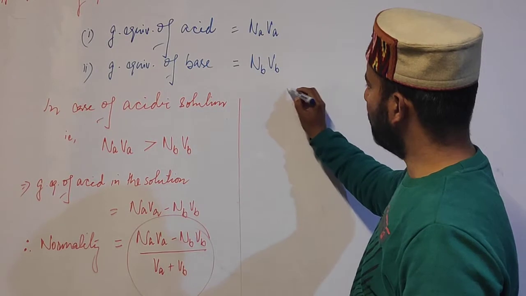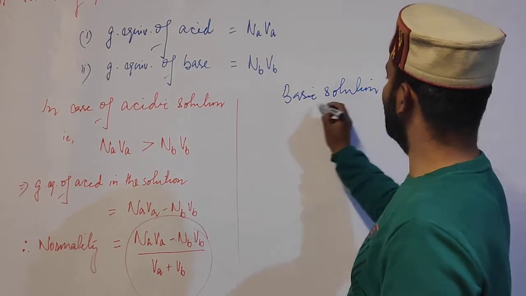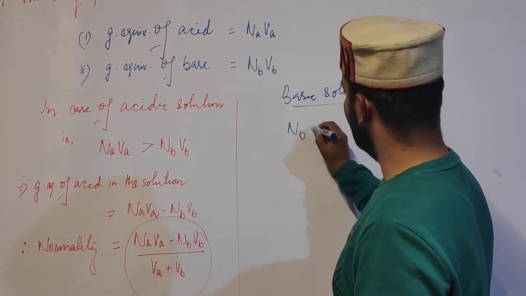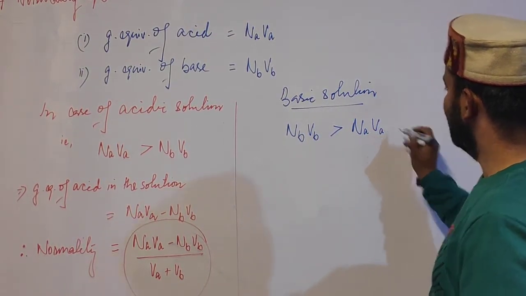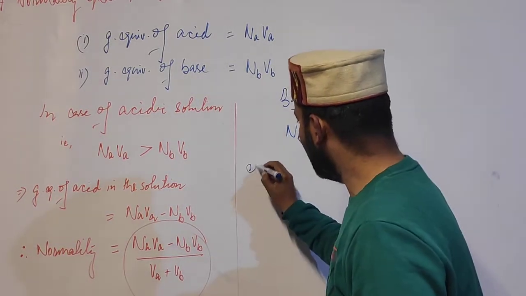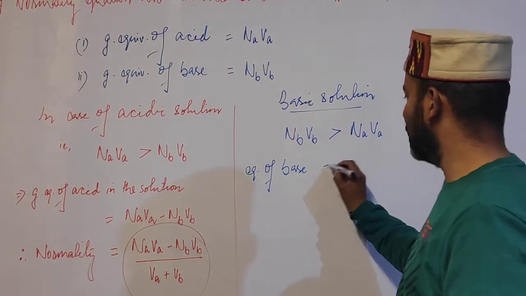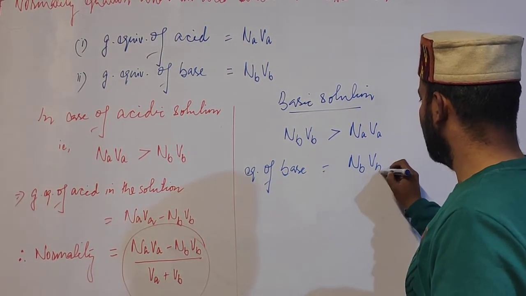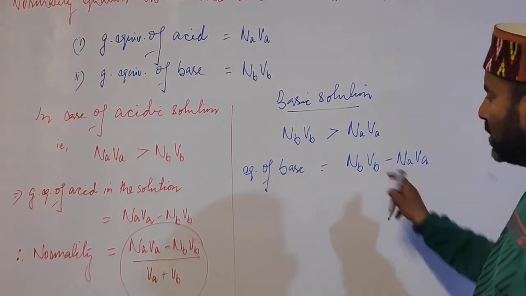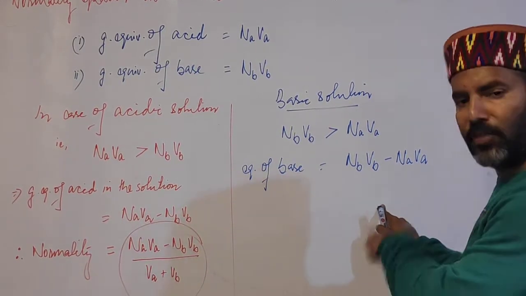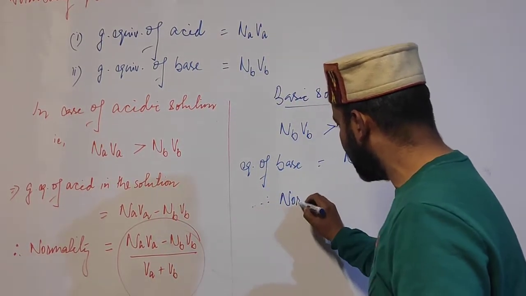Similarly students, for a basic solution, that is when the gram equivalents of base are greater than those of acid, how many gram equivalents of base will remain in the solution after mixing? Again it will be the difference of these two, NbVb minus NaVa. So these are the gram equivalents of base in the solution after neutralization. So what will be the normality of the solution?